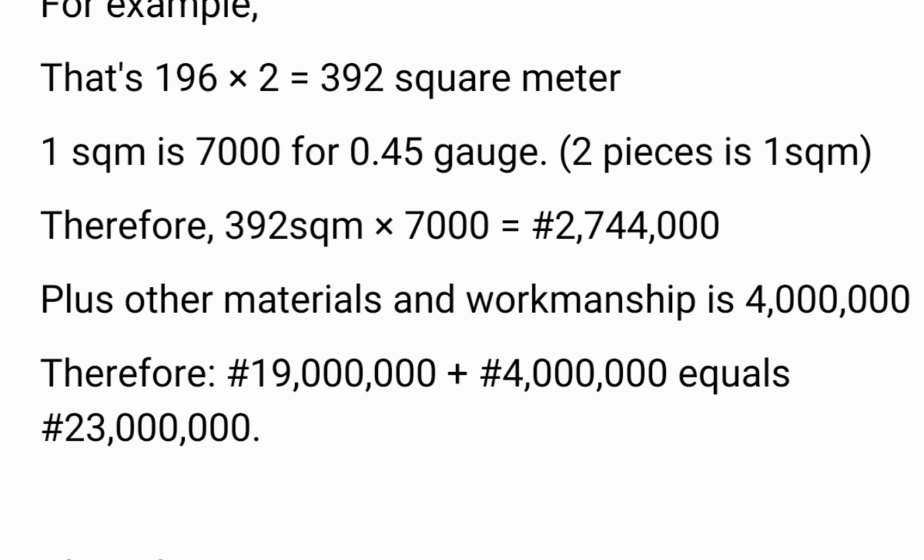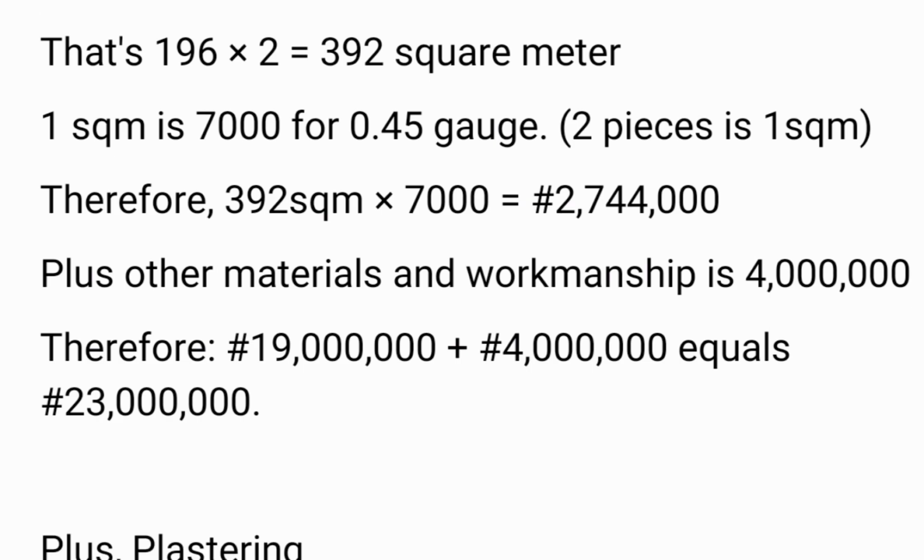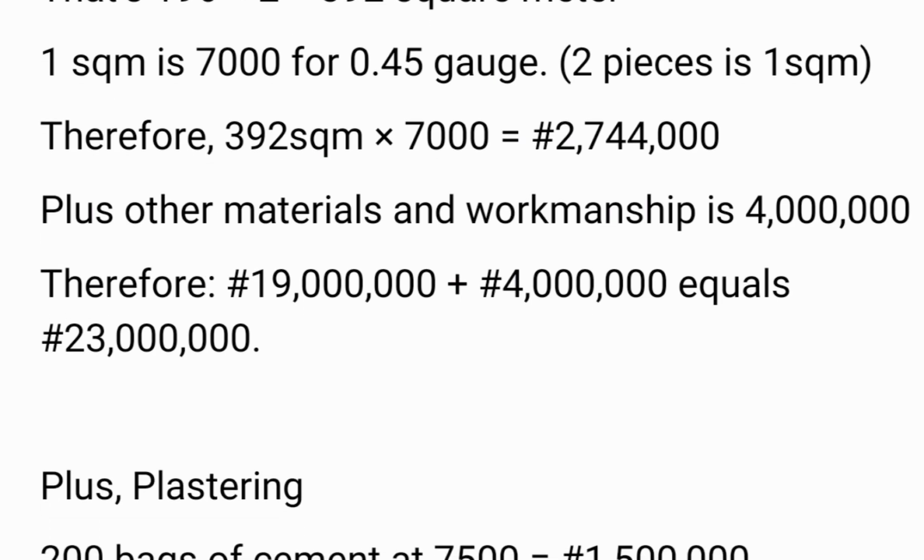So when you multiply 392 square meters by 7,000, it gives you 2,744,000, plus other materials and workmanship. Remember, I did not talk about the woodwork, nails, and all that. So when you add all of them, you should be expecting nothing less than 3.5 million or more. Here I worked with 4 million naira. So it depends. And remember, the installation also, you will pay for it. So all those things are what you add up. You might even be getting more than 4 million.